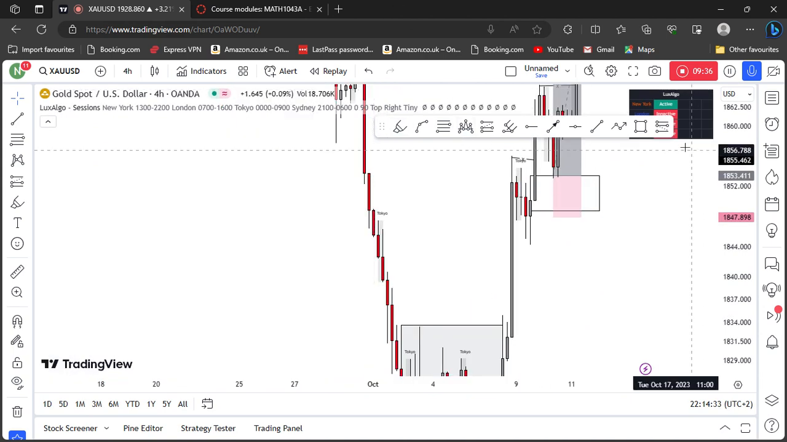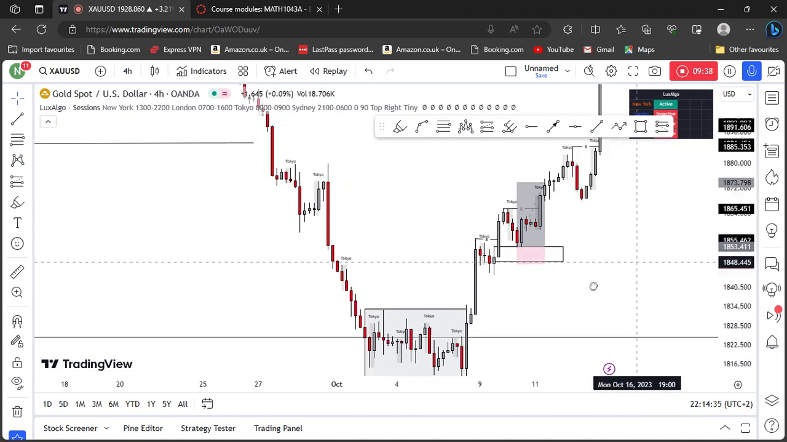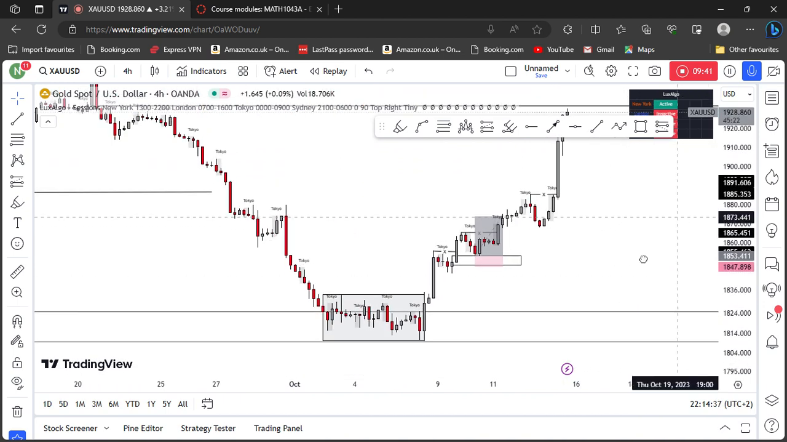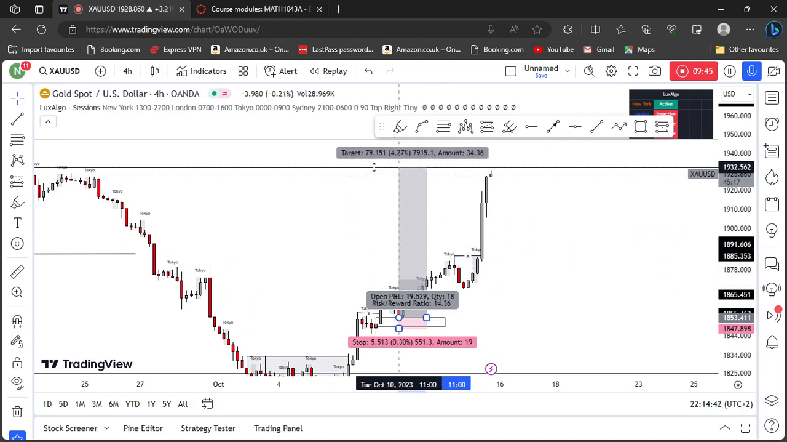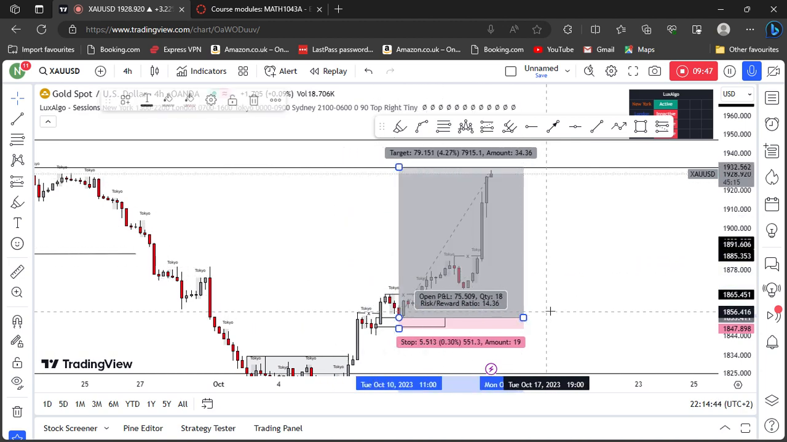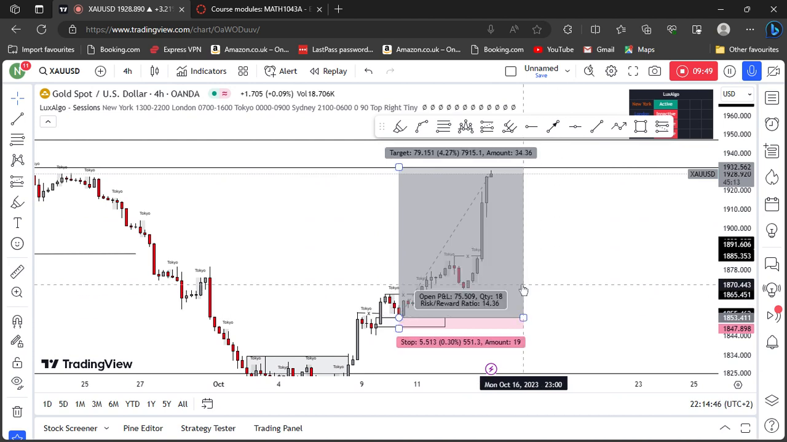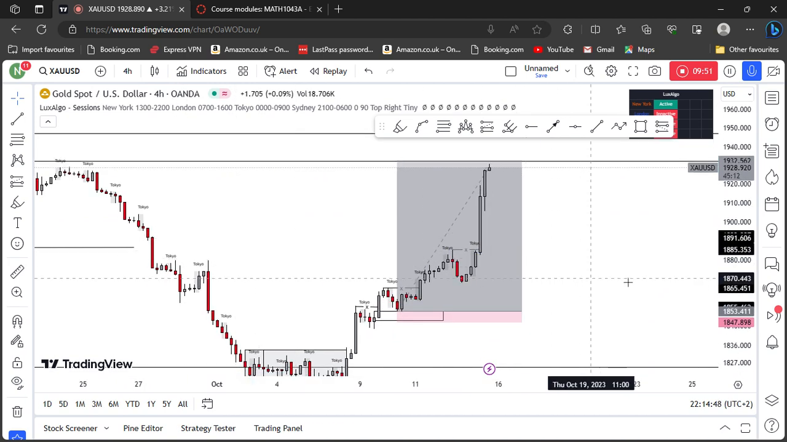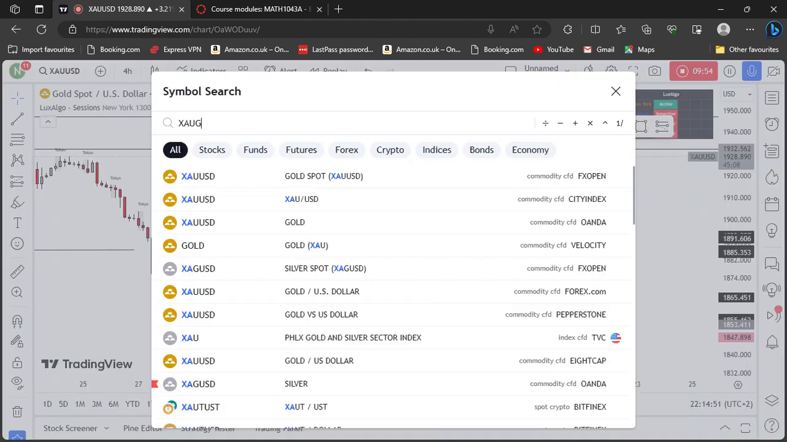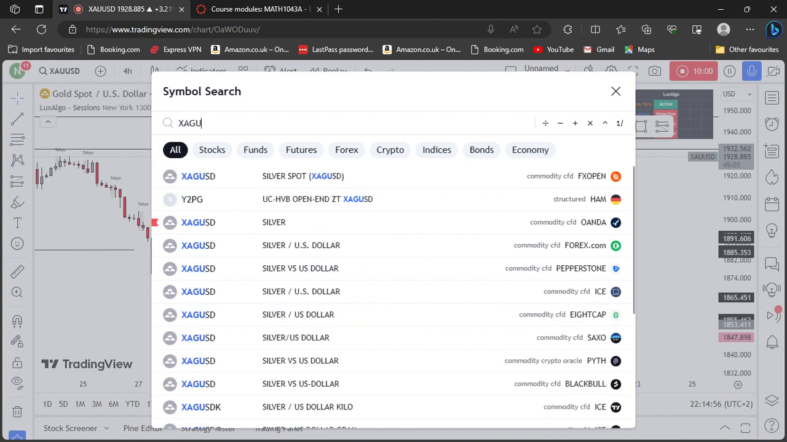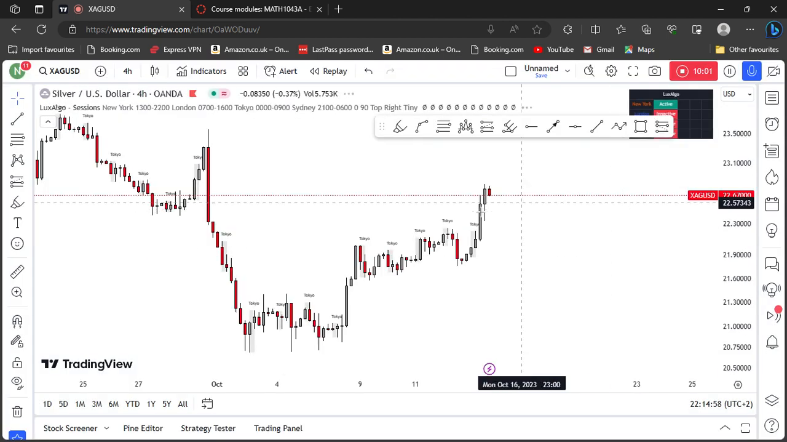One thing you guys should be aware of is that gold and silver, they move the same, just like US 30 and Nasdaq. When gold buys, silver buys. When gold sells, silver sells. That's how I managed to go on silver also to catch that buy. All right.